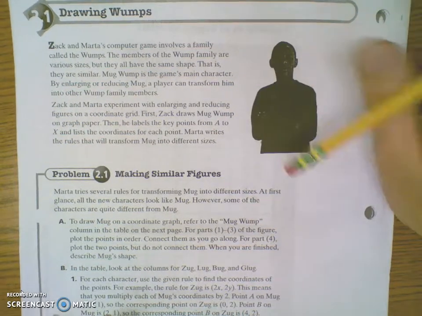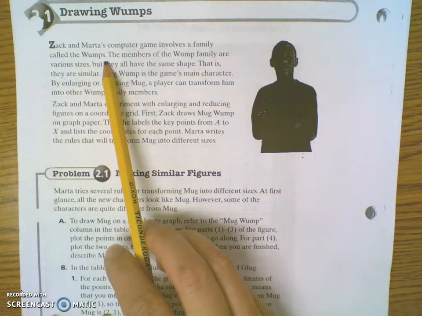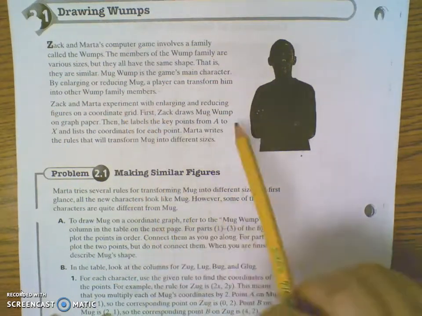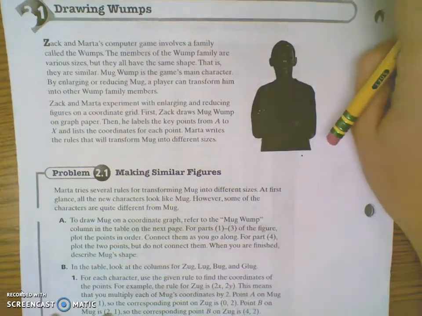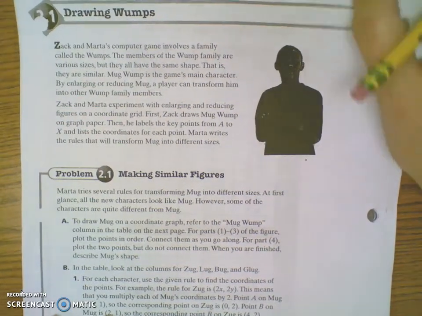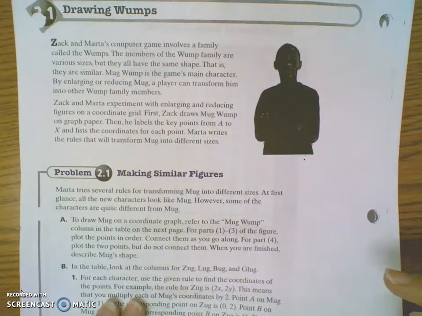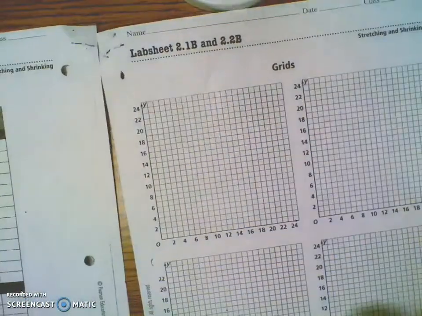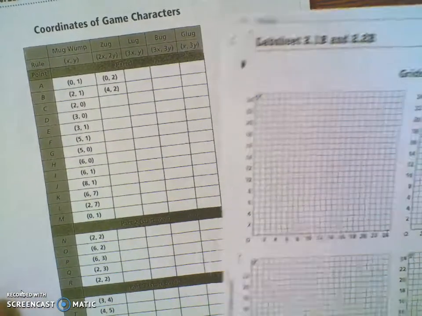So the situation is we've got Zach and Marta, and they're going to be drawing the Wumps, which are a family in a computer game. The members of the Wump family are all various sizes, but they have the same shape. And there are going to be some imposter figures, and you're going to be looking to draw these and then tell which ones are the imposters and which ones are part of the Wump family. So I suggest ripping your paper apart, because they're just easier if you're working with them separately.